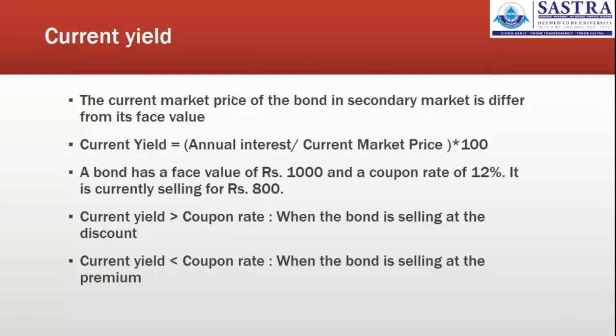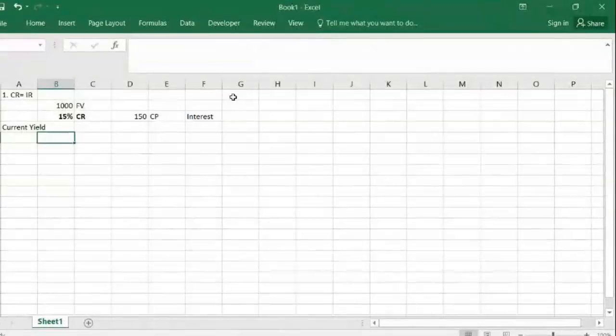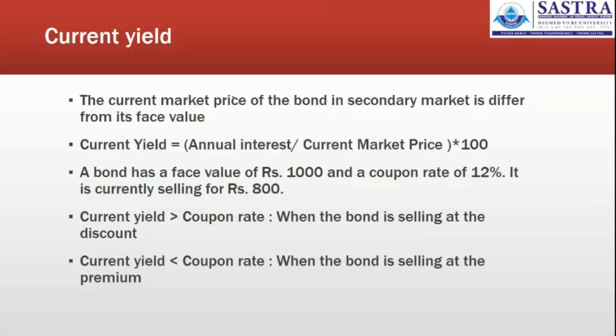Here you need to know the difference: the instrument is issued in the primary market, and later on it may be available in the secondary market. So the market value is applicable for such an instrument, and on that basis the current yield is calculated. What is the formula for calculating the current yield? The current yield is annual interest divided by market price.